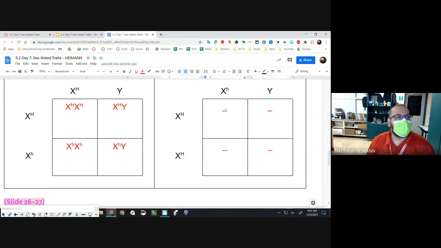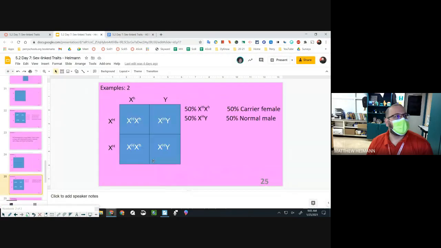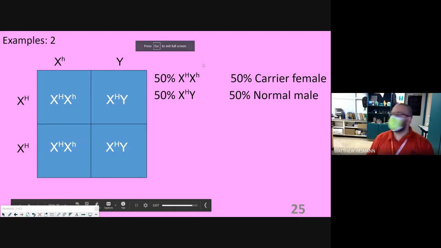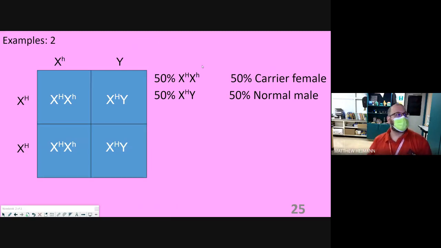All right, so the second one, Joe says that nobody has hemophilia. And I think he's correct. The top left is X with the capital H, X with the lowercase h. Top right, X with the capital H, Y. Bottom right's the same. And the bottom left is the same as the top left. Yeah, so here there's a 0% chance of hemophilia. And is that what I say on the thing? Yeah, but you still have 50% of females be carriers, though. So they could pass it on.